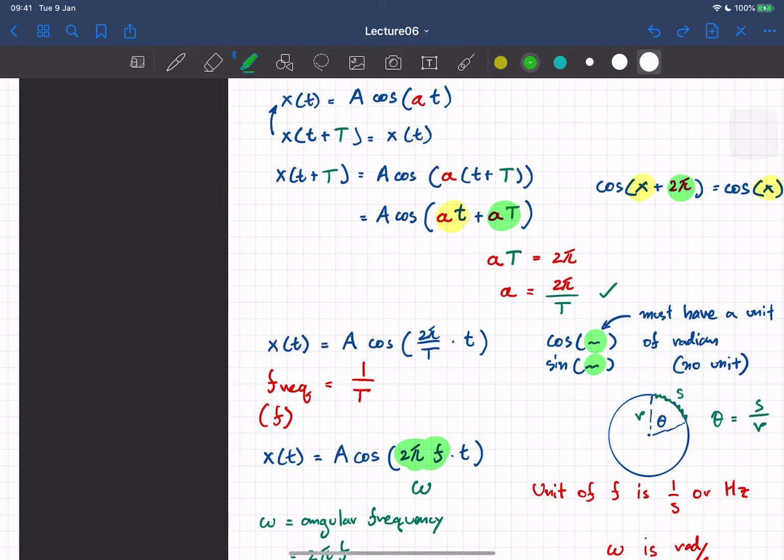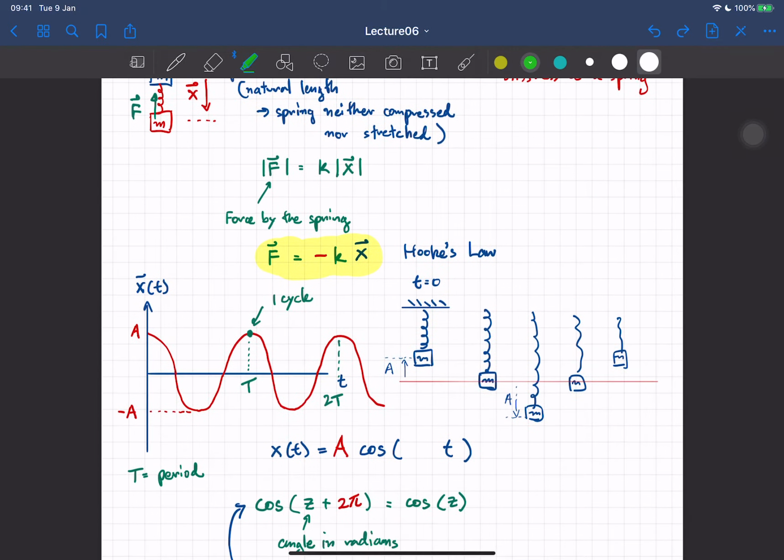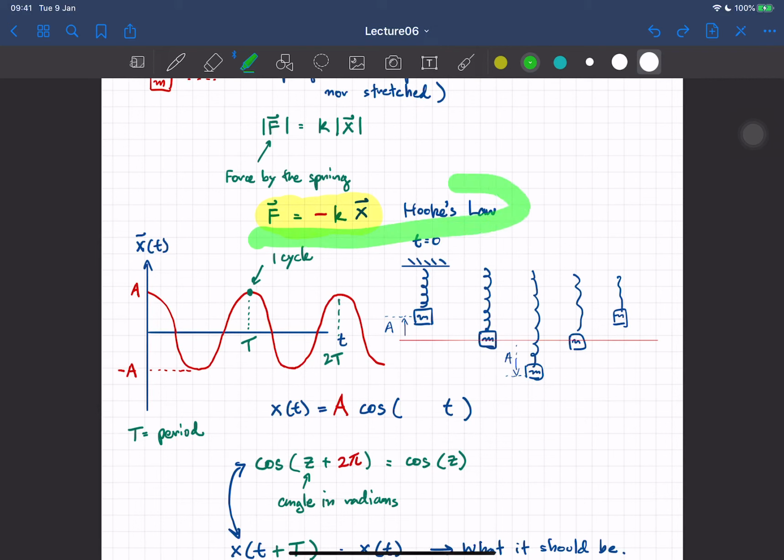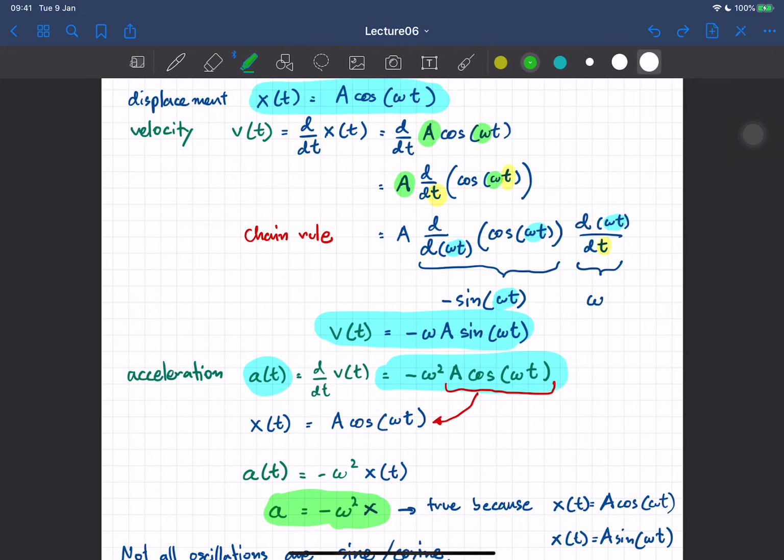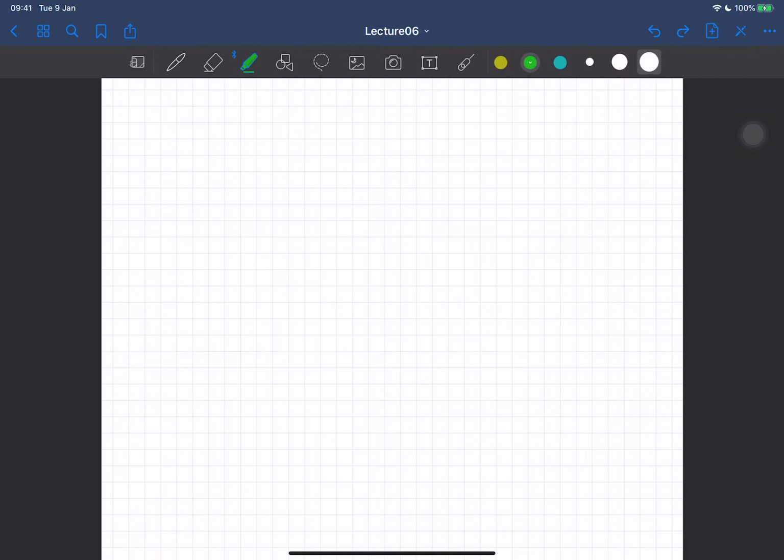So let me go back quickly to the first page. Remember we have this Hooke's law, which relates the force by the spring on the mass as a function of the displacement. Okay, so let's do some more with that Hooke's law. From Hooke's law, we have F equal to minus kx.